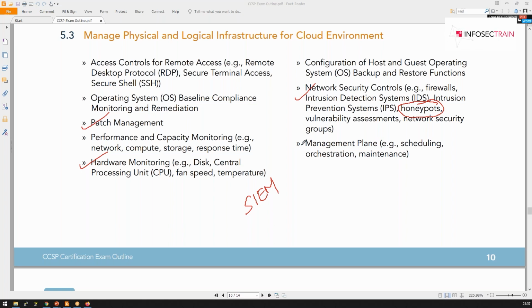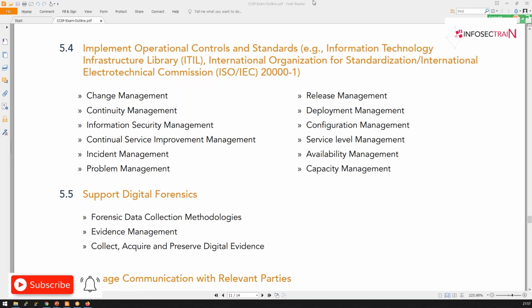Okay, then we have something called a management plane. In the cloud platform we have a management plane, so you have to understand how to secure the management plane effectively. What are the best practices? And we have a lot of things to understand here, like the ITIL standards, change management, and continuity management. All these things are very important for us.